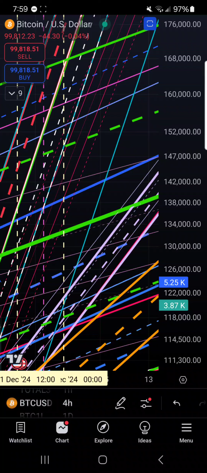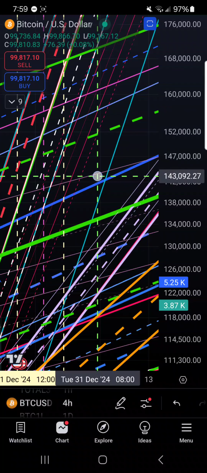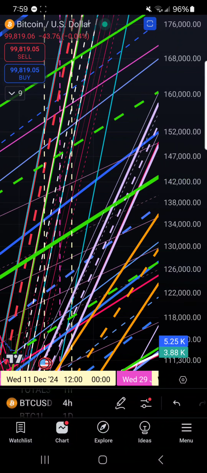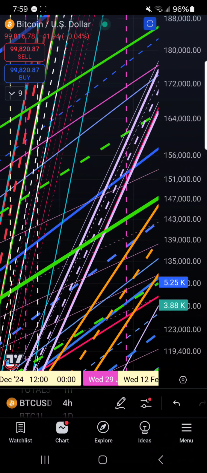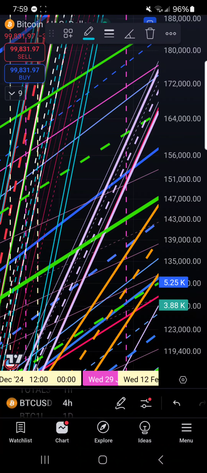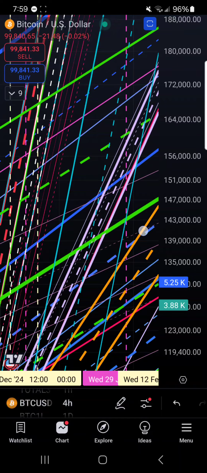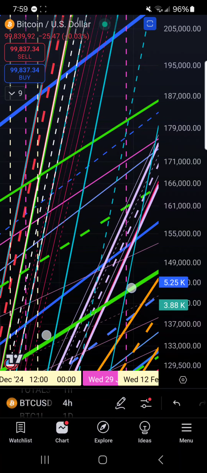Now, remember how I said that the width of this channel is half of the channel that we actually trade in. So the second half very well could be, let's clone this. Over here. So let's do that and see where that ends up in March.